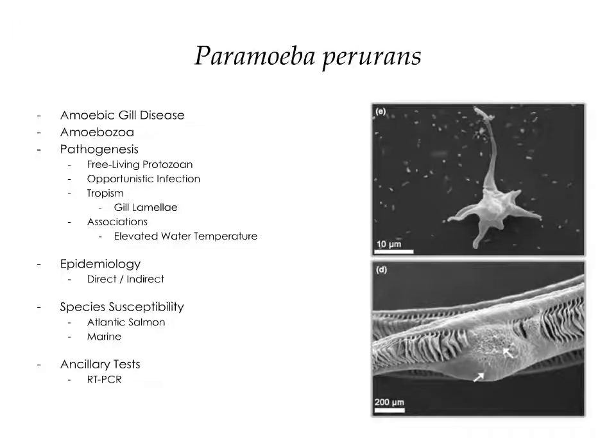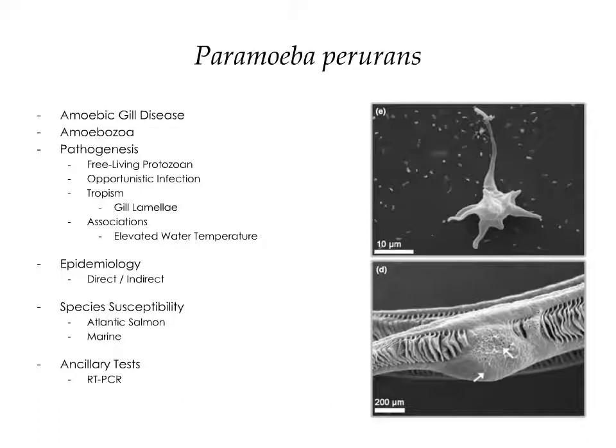Paramoeba perurans is the agent responsible for amoebic gill disease. This parasite belongs to the group Amoebozoa. It's a free-living protozoan that causes opportunistic infections. Paramoeba has a tropism for the gill lamellae. Outbreaks are typically associated with elevated temperatures. In regards to epidemiology, transmission is either direct or indirect. This is a disease of farmed Atlantic salmon within the marine environment.